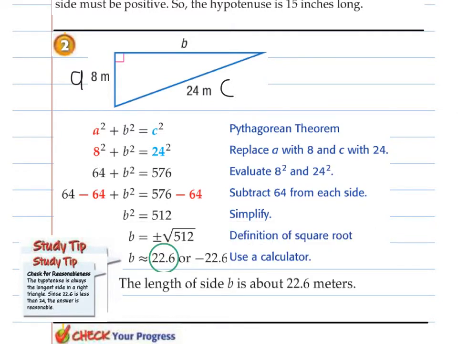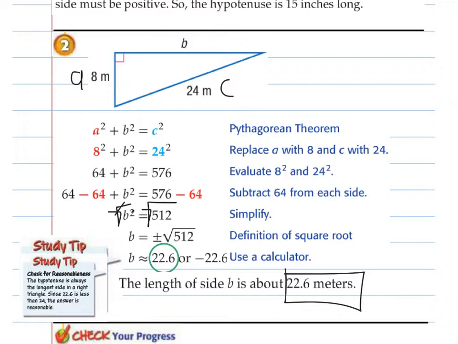By the definition of the square root, we can take the square root of both sides. That'll cancel out that exponent. And so b is the positive or negative square root of 512, which when we use our calculator to find that, rounding to the nearest tenth, we get b is about 22.6, or negative 22.6. But a side length always has to be positive, and so b would equal 22.6.